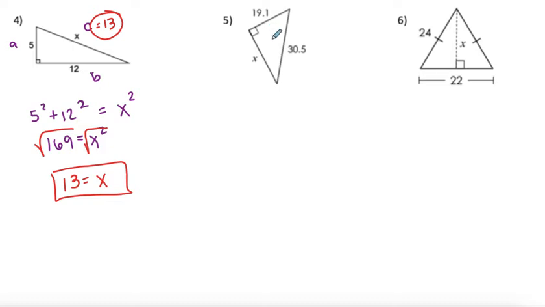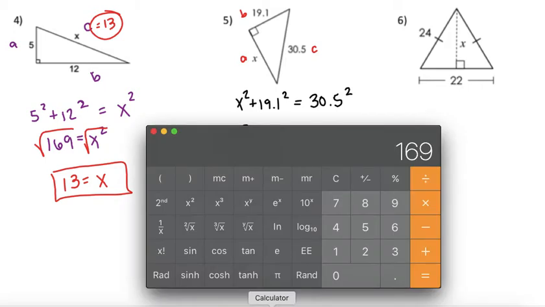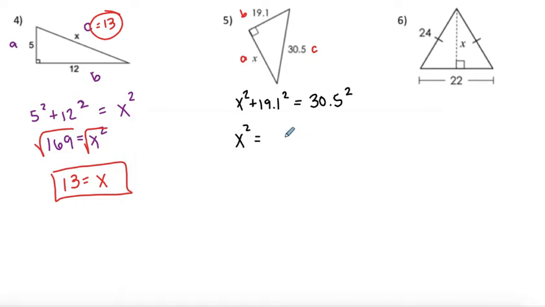On number 5, okay, across from 90 here, we have our C, and then A and B. So we have x squared plus 19.1 squared equals C squared, 30.5 squared. I'm going to take 30.5 squared and subtract the 19.1 squared to get x squared by itself. So 30.5 squared minus the 19.1, so I can move that to the other side, squared equals 565.44.